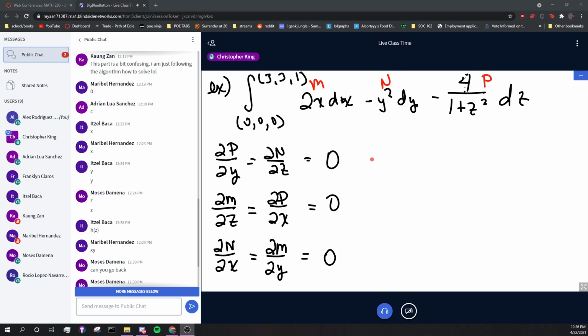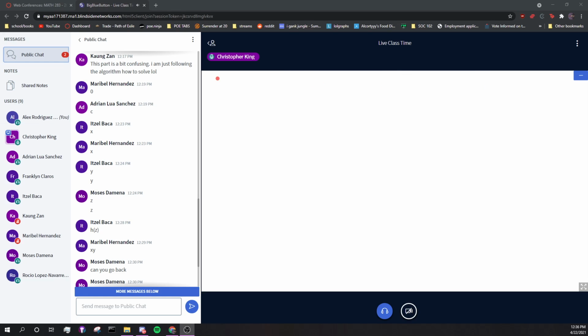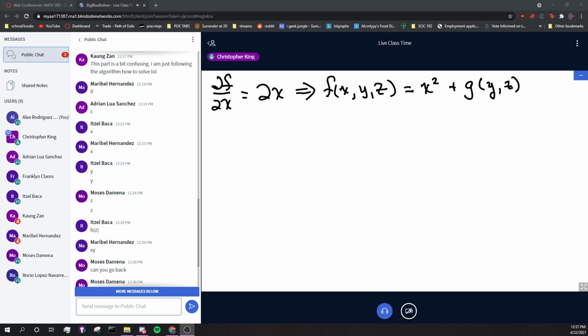Okay, so we've established that it is exact. So now what we're going to do is find the potential function. So we're going to have the partial of f with respect to x equal to 2x. So if we integrate, we're going to have f of x, y, z equal to x squared plus some new function that's defined in terms of y and z.